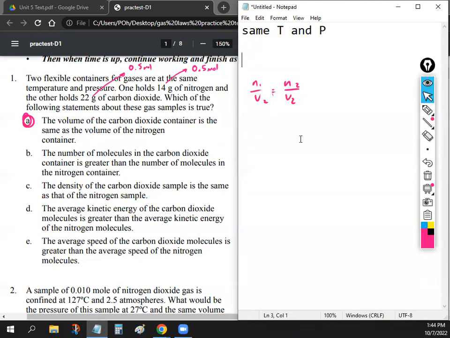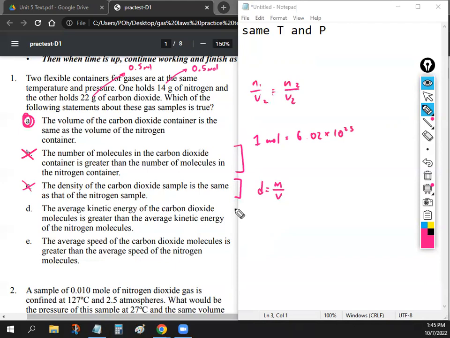Okay, but we can also go through the other examples to disprove all of them. So let's look at part B. Number of molecules in the carbon dioxide container is greater than the number of molecules in the nitrogen container. Now, we know that 1 mole is equal to 6.02 times 10 to the 23rd molecules, right? So if you have 0.5 moles, that means you'll have the same number of molecules. But here it's saying carbon dioxide is greater, so B is incorrect. Okay, C, density of the carbon dioxide sample is the same as that of the nitrogen sample. Now that's not going to work because if density is mass over volume, the masses are going to be different. And we just figured out the volumes are going to be the same, so that one is also not going to work.